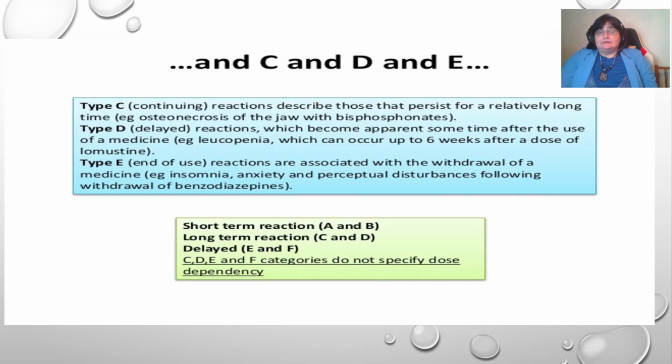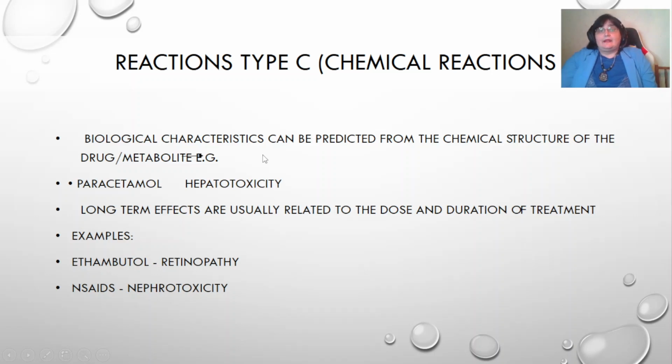The C, D, E categories do not specify dose dependency. Type C reactions: more precisely, the chemical reaction and its biological characteristics can be predicted from the chemical structure of the drug metabolite. Again, paracetamol hepatotoxicity. Long-term effects are usually related to the dose and duration of treatment. Examples: ethambutol retinopathy, NSAID nephrotoxicity.